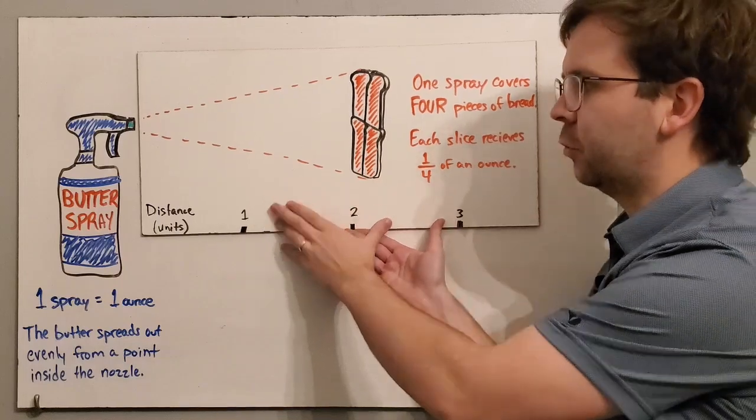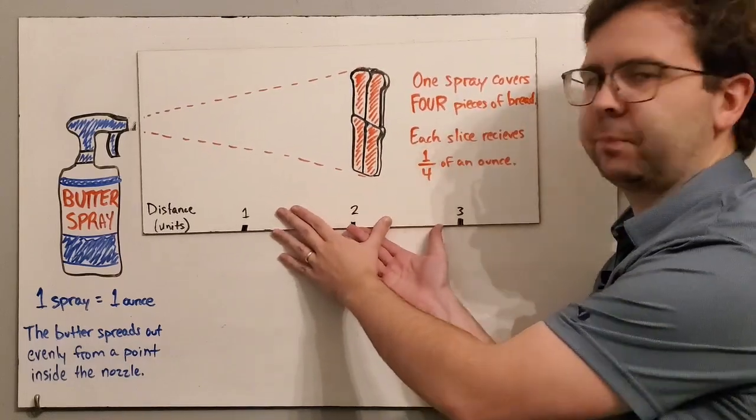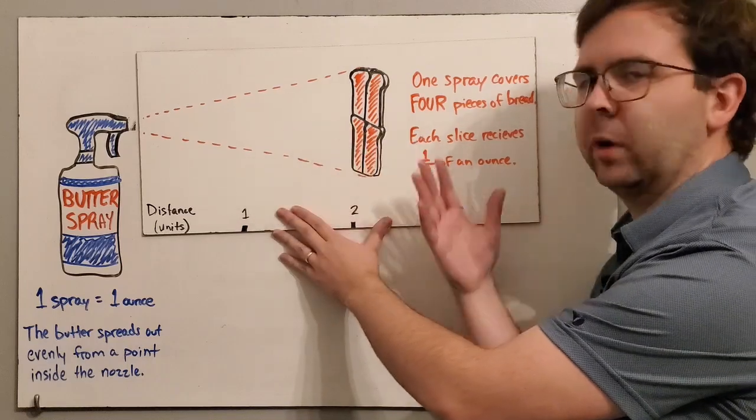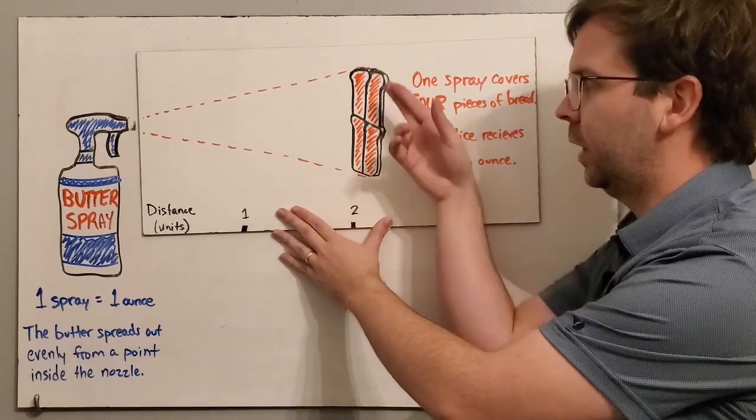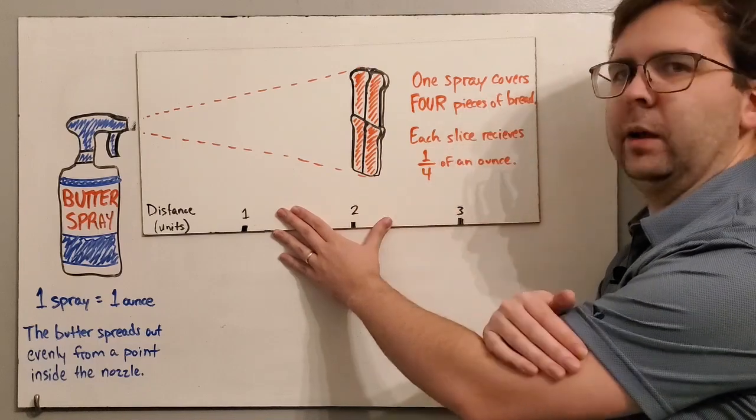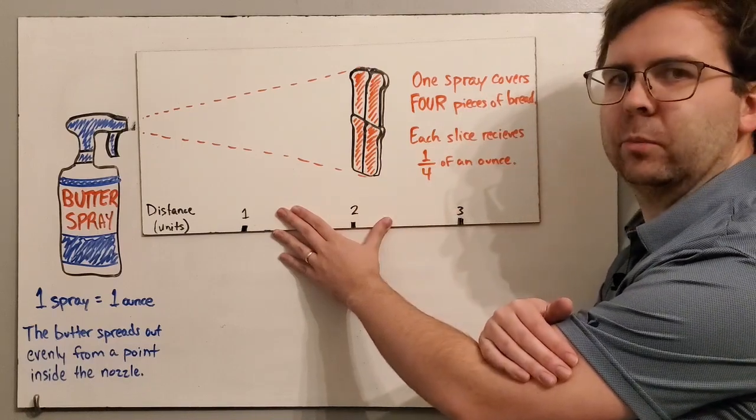And that's because the butter is spreading out in all directions. And as a result, it's covering more area. So it's got to go a length and a width. So 1 spray now covers 4 pieces of bread.